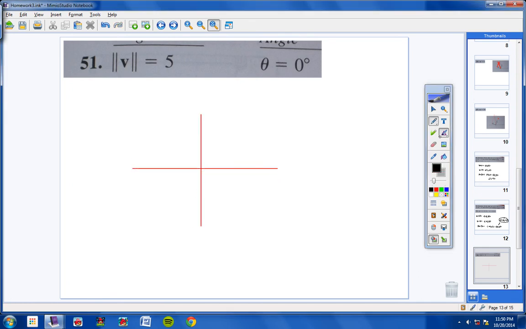Alright, there we go. So our vector has an angle of 0. That means it's going to lie right here on the x-axis. And we know it has a length of what? 5. So what's the component form for this vector?